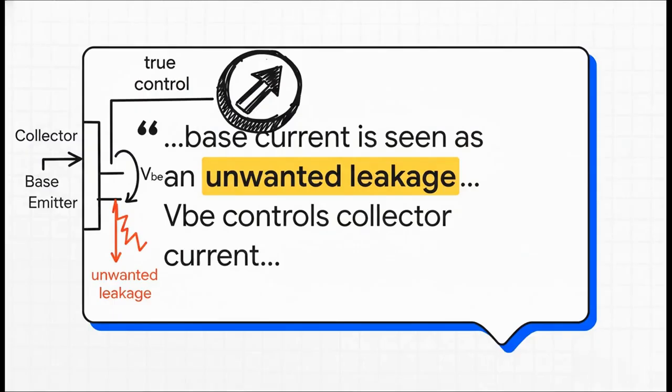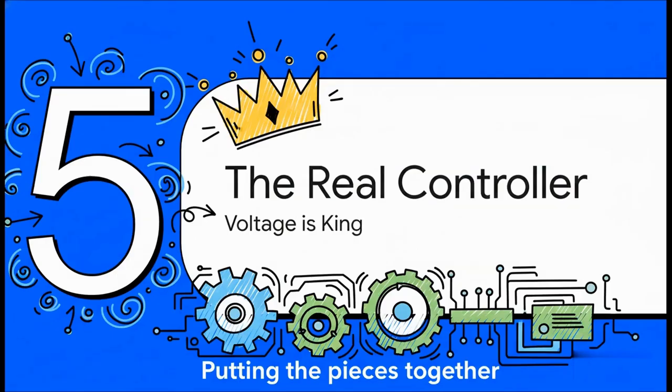Well, this quote from the source material just lays it all out on the table. It says the base current is actually just an unwanted leakage. It's a side effect, not the cause. It says base current does not control the collector current. Only the base emitter voltage, VBE, controls the collector current. Wow. So, if voltage is the real king here, how does it all actually work?